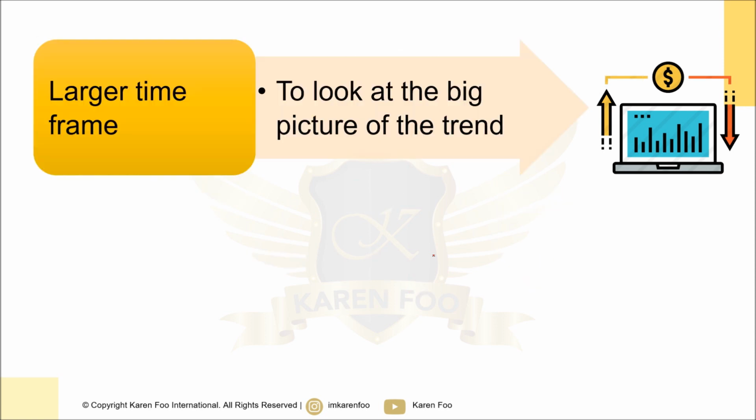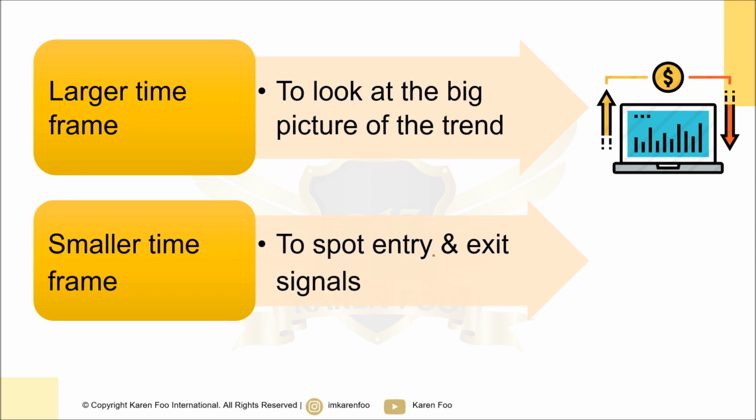So basically you look at a larger time frame to look at the big picture of the trend, and if you cannot find any trading signals in the larger time frame, then you can go to the small time frame to look at the details to spot entry and exit signals. So basically the large time frame is for you to check the big picture, then you move down to the small time frame to look for entry points and also exit points, and you enter on the smaller time frame. Understand what I'm saying? Now then, how many time frames do you look at?